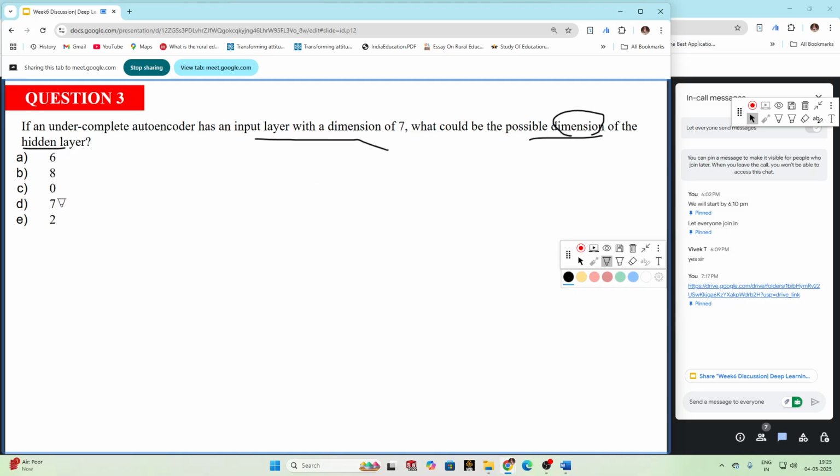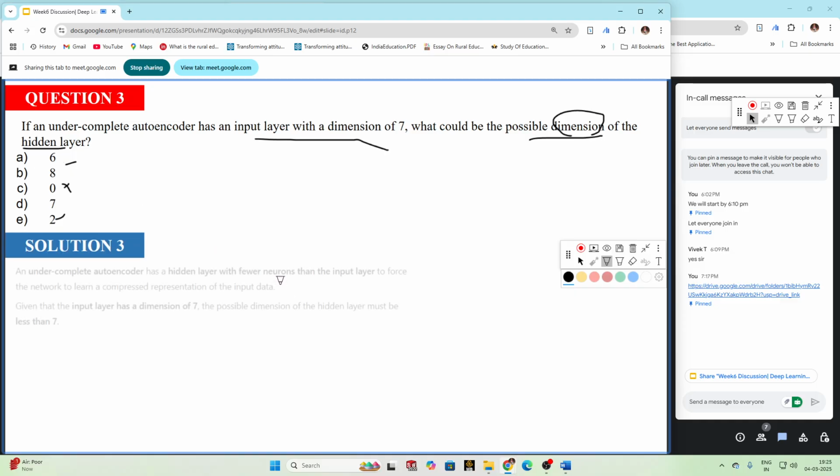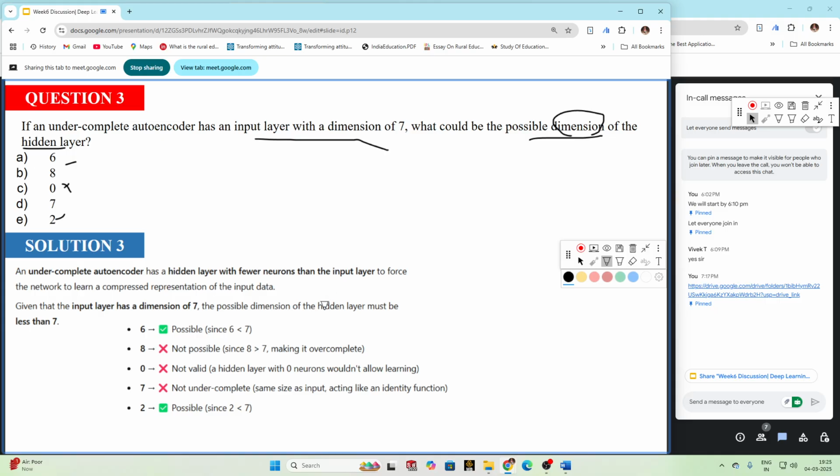6 and 2. Okay, not 0, right? Yeah, not 0, because if we are not supplying any neuron to the middle layer, then the output layer is not an autoencoder. We are not doing any encoding process. So that is why your option will be between A and E. Either A or E, so option A and E is your correct answer. Others are not possible.